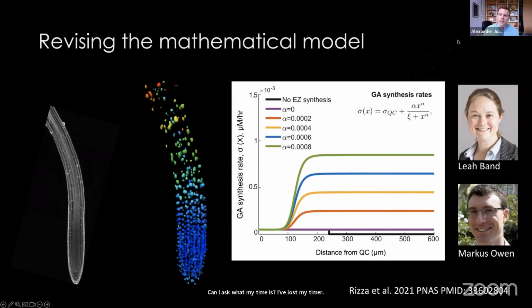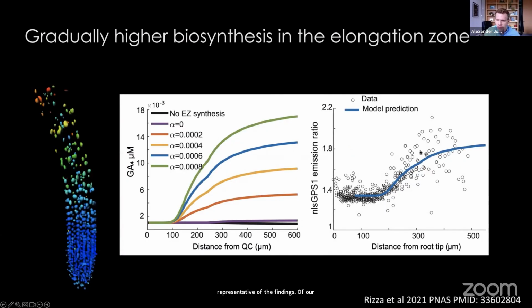Okay, thank you. Okay, so I'll move quickly here. We actually revised the mathematical model that Leah Band and Marcus Owen had originally developed, which said that GA was anti-correlated with length. We found that a revised model with GA increasing in the elongation zone was actually better representative of the findings of our biosensor.